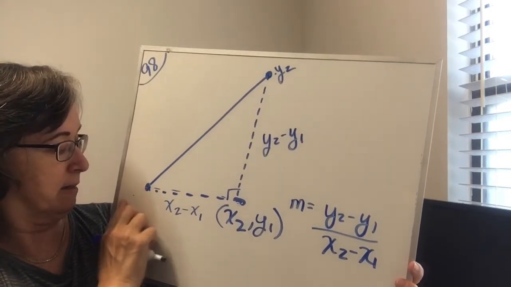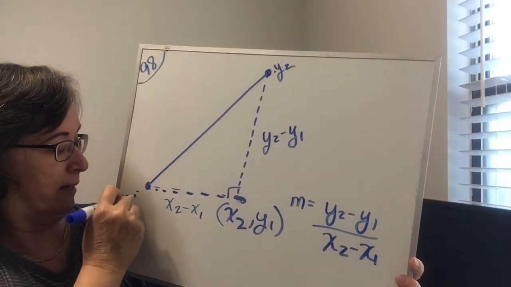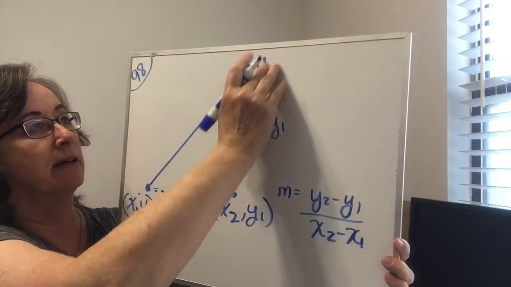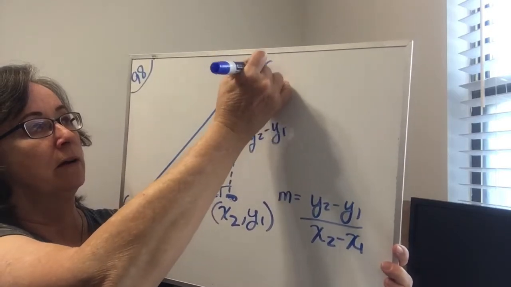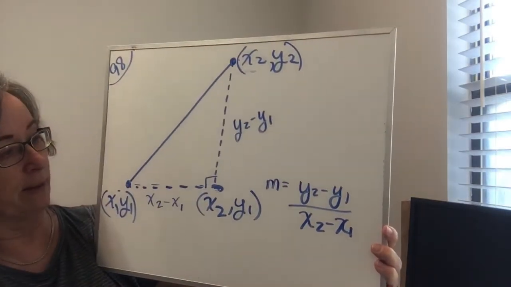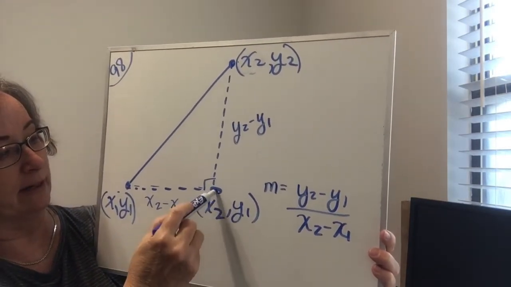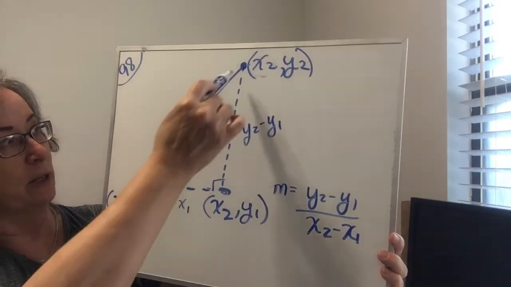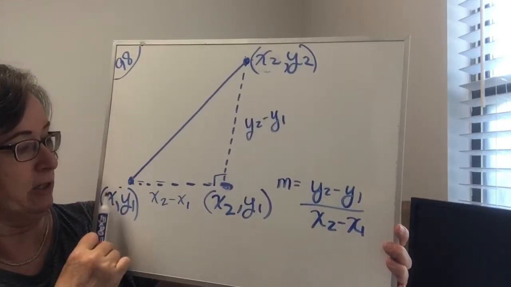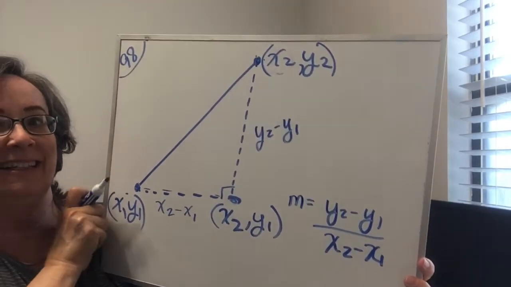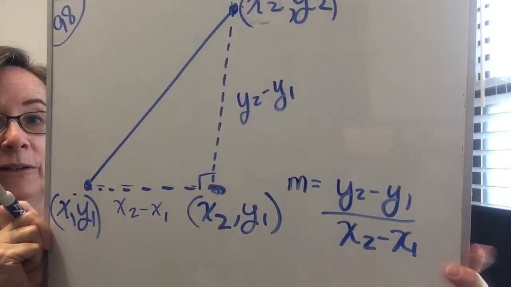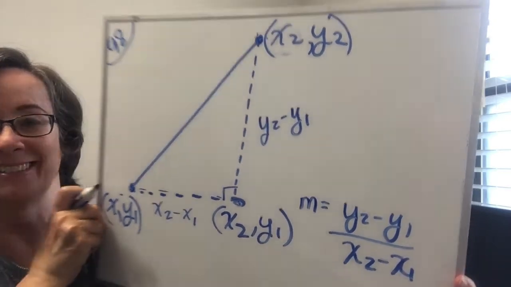Okay, so this one is x1, y1, and this one is x2, y2. And this one in the middle with the right triangle is x2, y1. So when you're looking for this distance, you subtract the y's. And when you're looking for this distance, you subtract the 2 x's. Isn't that cool? So there's your slope formula down here in the corner. And let's go use it.